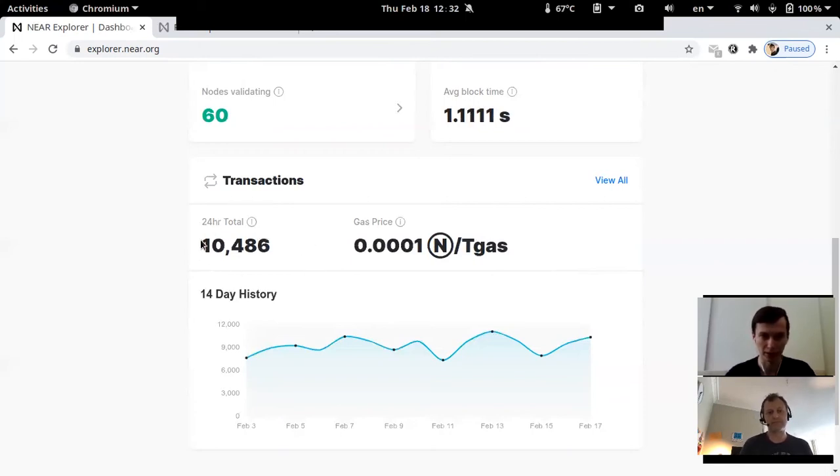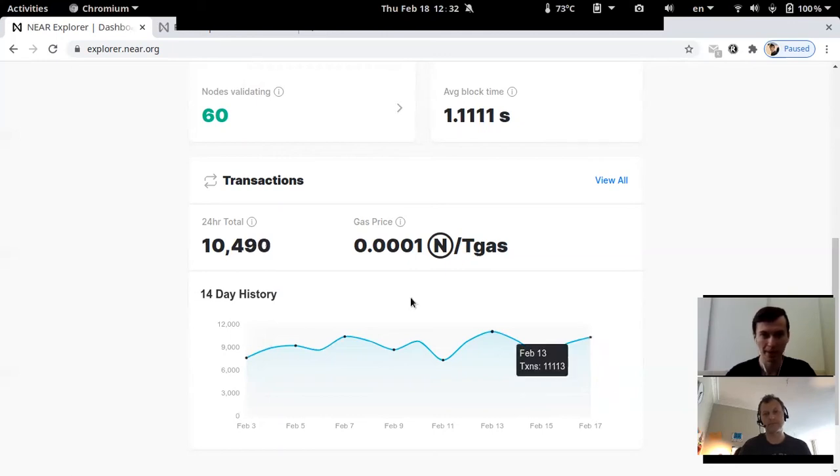So here is the latest 24 hours total, and also a 14-day history. We exclude today from the history just because it would always show a drop here. It doesn't make sense to display it.